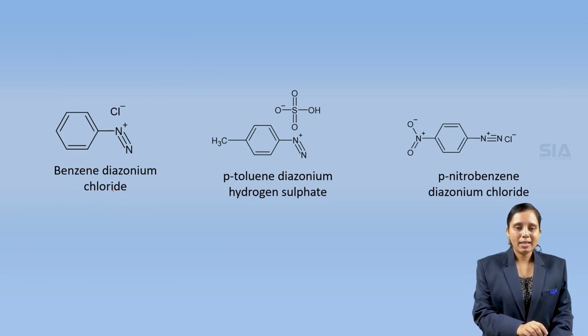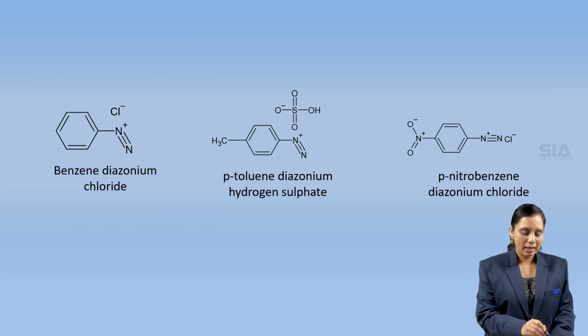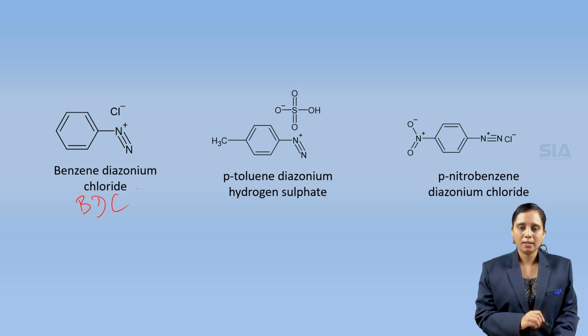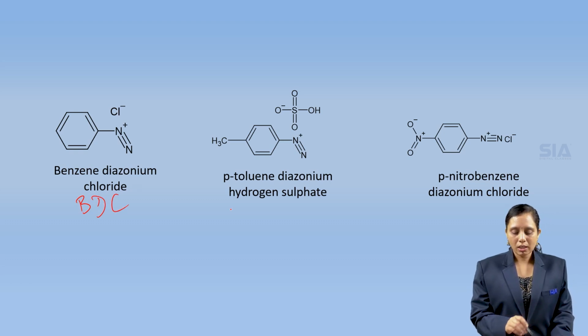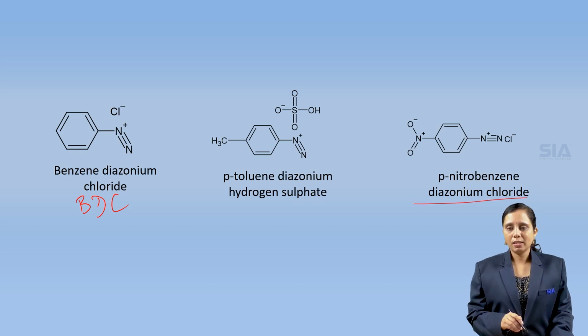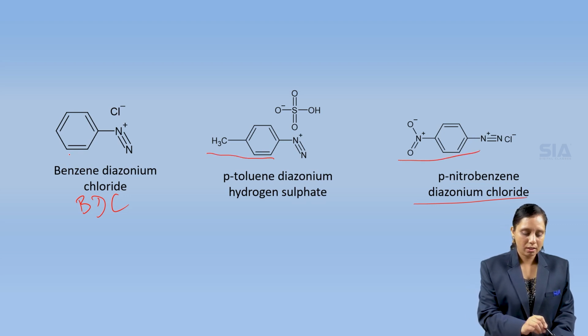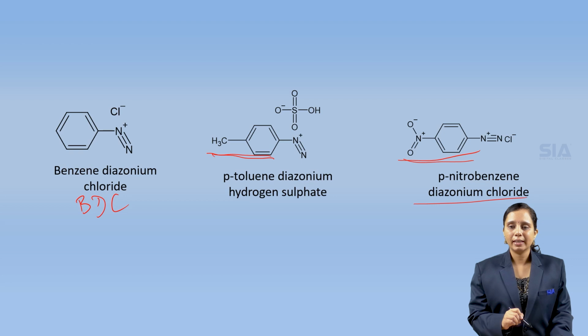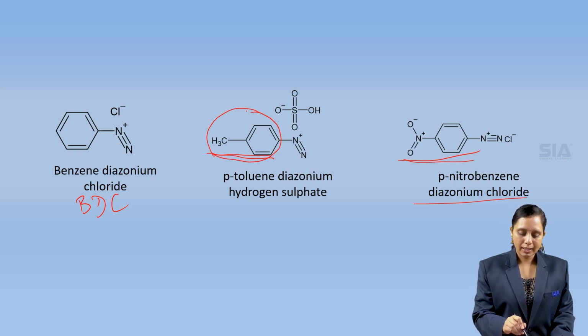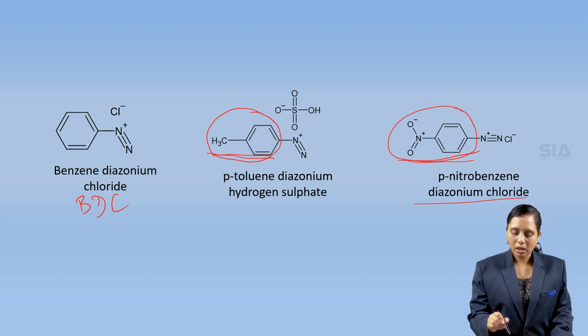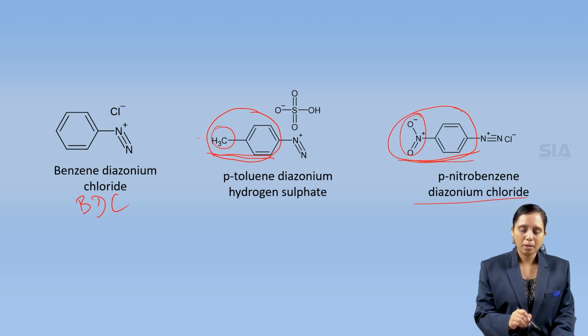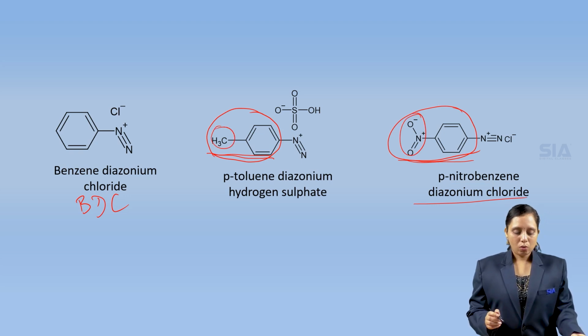The first one is benzene diazonium chloride, nicknamed BDC. The next one is paratoluene diazonium hydrogen sulfate. And this one is paranitrobenzene diazonium chloride. All these are activated rings. In the second and third examples, the aromatic ring is activated due to the presence of other groups like NO2 here and the methyl group here. So these are examples of diazonium salts.